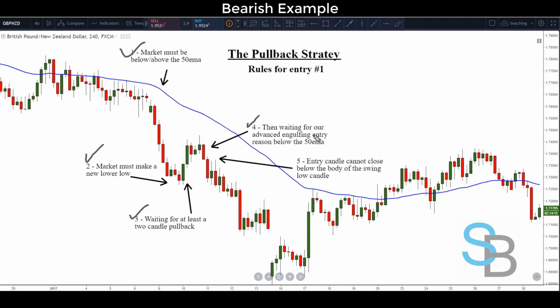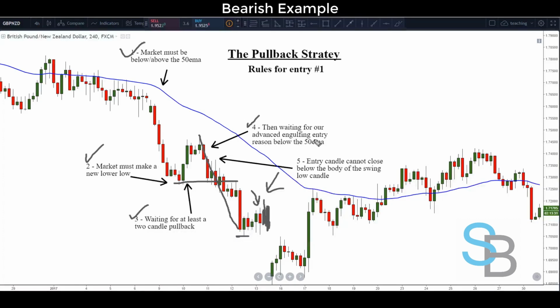Rule number 4, do we get an advanced entry reason below our 50 EMA? If I take this off, if we just don't pay attention to that or that, let's see if you can spot that advanced entry. Remember, if we have a swing high that ends up being an engulfing candle, then that is one of our advanced entry techniques. And here we do. We have that 1, 2, 3 met, meaning the market's below the 50. The market is creating new lower lows with this impulsive move down, breaking into trend continuation to the downside. We waited on more than a 2 candle pullback. We have 3 green candles pulling back from our swing low here.